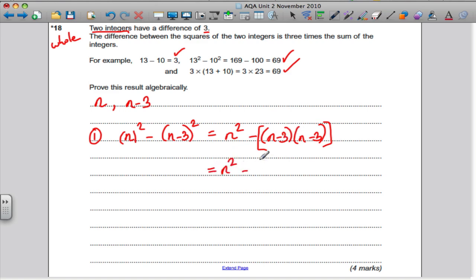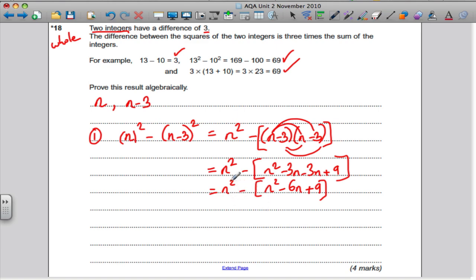So let's do it. n squared subtract. n times n is n squared. n times negative 3 is minus 3n. Minus 3 times n is minus 3n. Minus 3 times minus 3 is plus 9. Tidying that up, I get n squared subtract n squared minus 6n plus 9. Okay, well let's now do the subtraction. n squared minus n squared is nothing, and then we'll have 0 minus minus 6n is plus 6n, and 0 minus 9 is minus 9. So that's what we get if we square the numbers and subtract them.